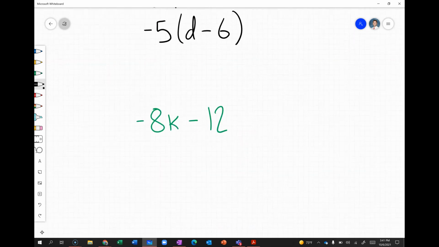Then finally, here we have negative 8k minus 12. So again, just to help make this easier, if we identify each of these terms as negative 8k and negative 12, and then put addition between them, it just helps us out a little bit. And again, we're going to look for our greatest common factor. So in this case, the greatest common factor is going to be negative 4. So we'll factor out that negative 4. And negative 4 times 2k is negative 8k. And negative 4 times positive 3 is negative 12. So here we would have plus 3.